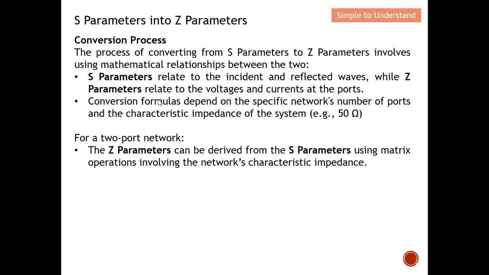Therefore we need some form of conversion formula which depends on the specific network port. Most of the time we take the characteristic impedance of the system to be equal to 50 ohm. For a two-port network, the Z parameters can be derived from S parameters using matrix operations involving the network characteristic impedance. So let's take a look at how we can do the conversion.